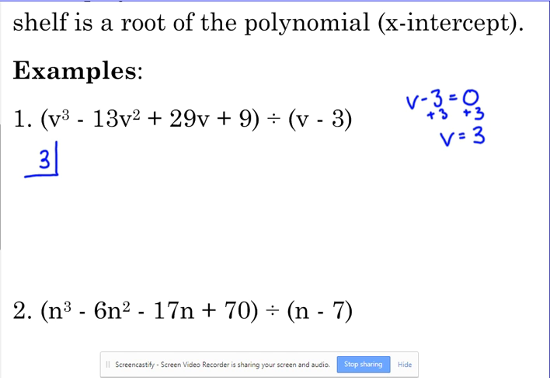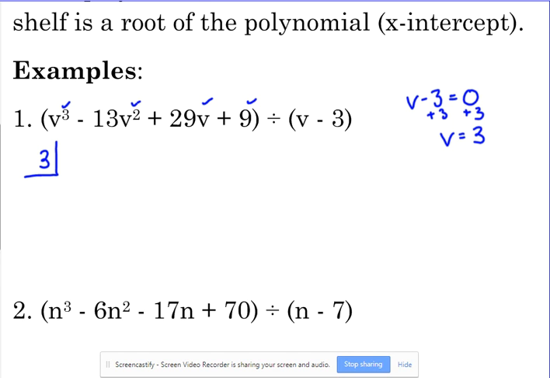All right, now we need to check and see if our polynomial is in standard form. Standard form means that the highest exponent comes first. So we've got v cubed, v squared, v, and a constant. That's the order it's supposed to be in. Nothing's missing. We've got an exponent of 3, 2, 1, and no exponent. So it's in the order it should be in.